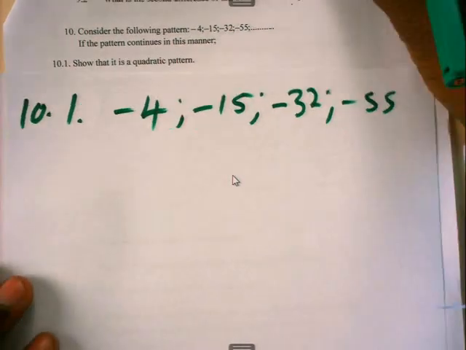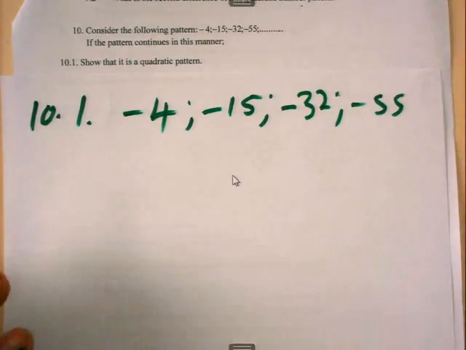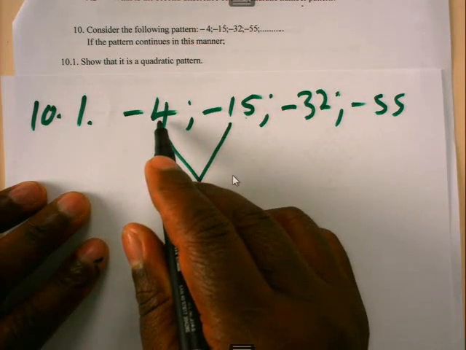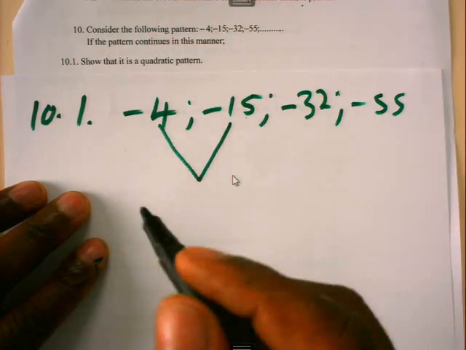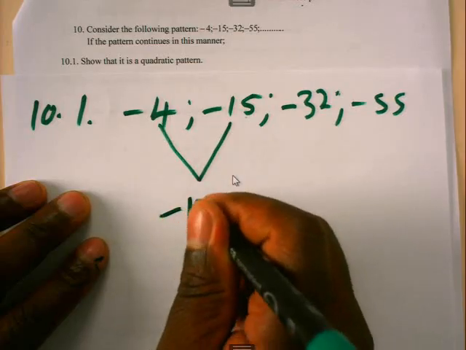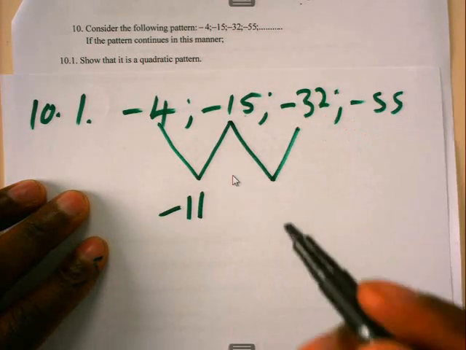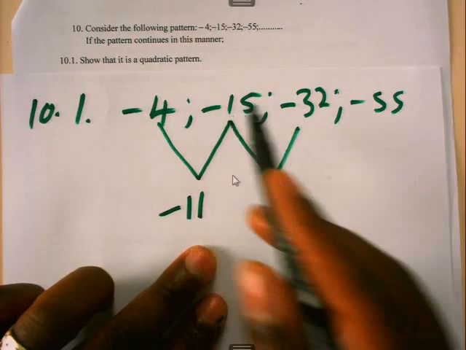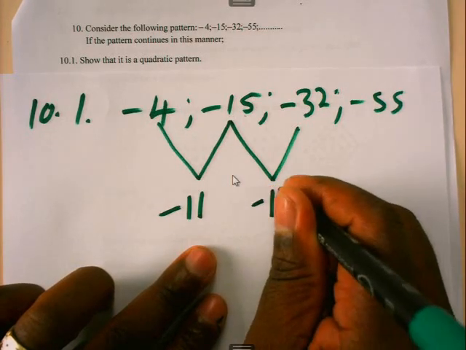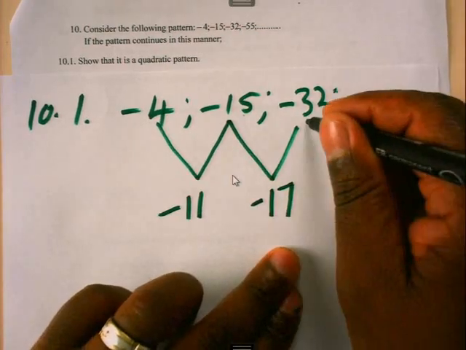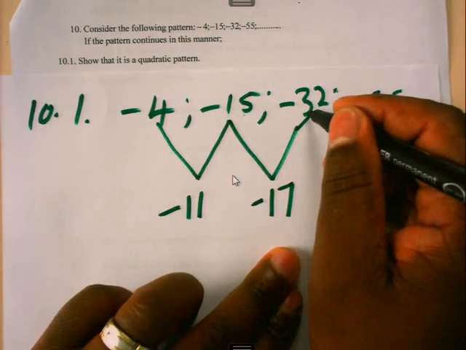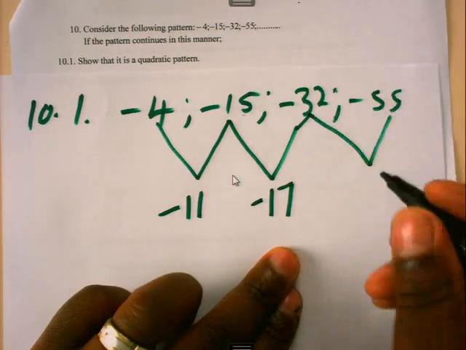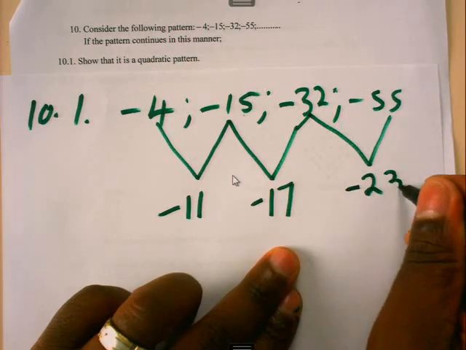The question states, show that it is a quadratic number pattern. If it is a quadratic number pattern, the second difference must be common. Negative 15, you subtract negative 4, you've got negative 11. Negative 32, you subtract negative 15, you've got negative 17. Negative 55, subtract negative 32, if you subtract properly, you end up with negative 23. That is the first difference.